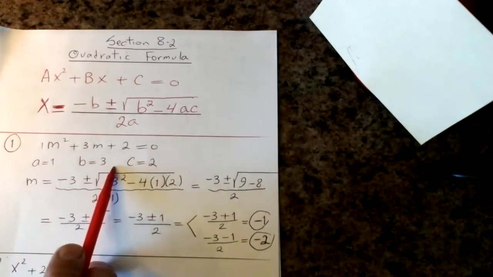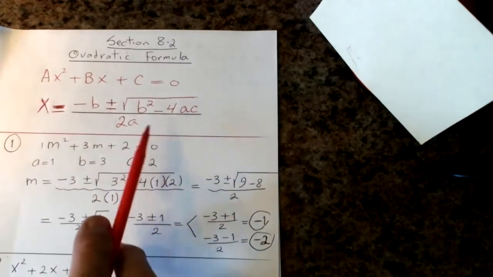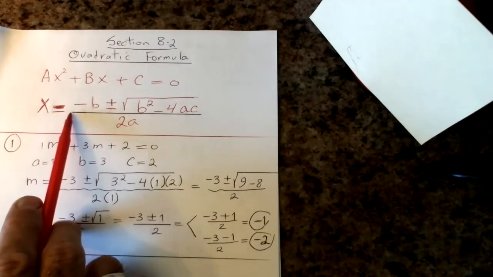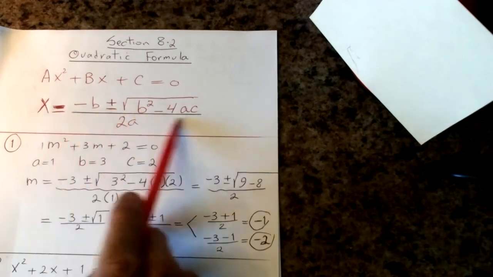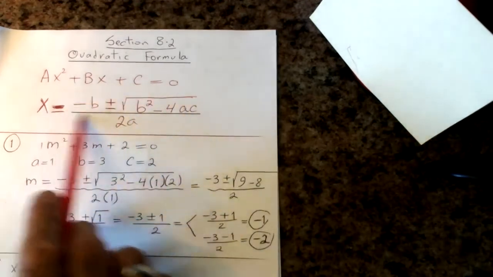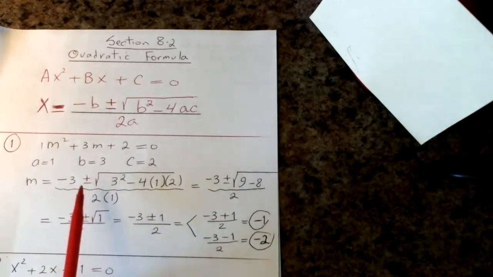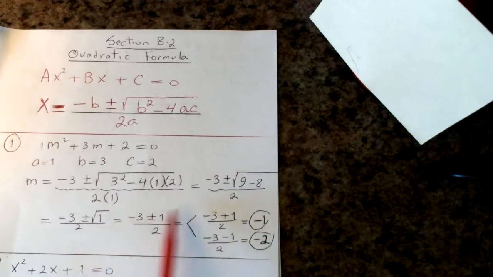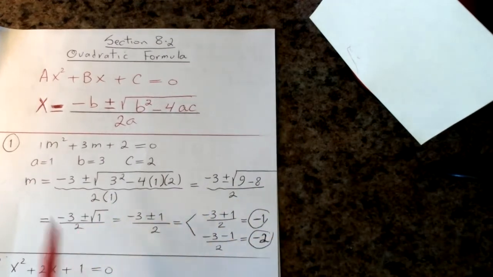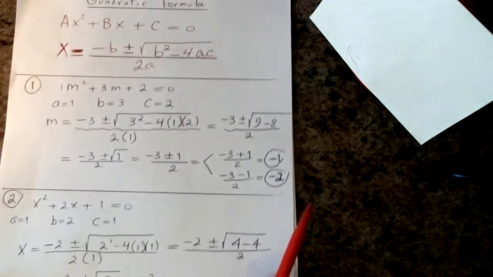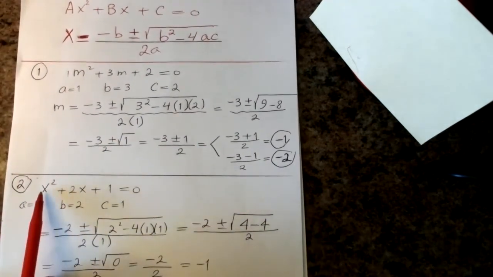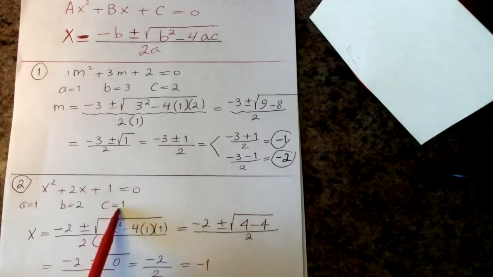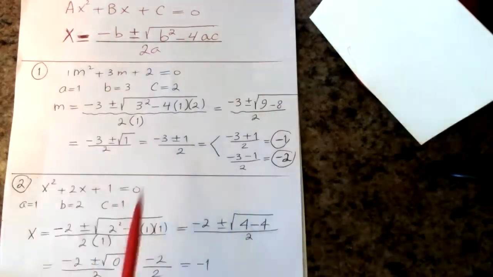Then I take all three numbers and plug them into this formula. Remember, in this formula, this line goes all the way from here to there, so the whole thing is over 2a. When you plug in the numbers, that's how you get two answers. Again, it's a second degree equation, so there should be at most two possible answers. You identify your a, b, and c, and plug them into the formula.